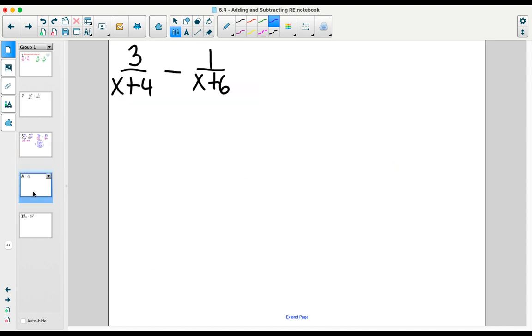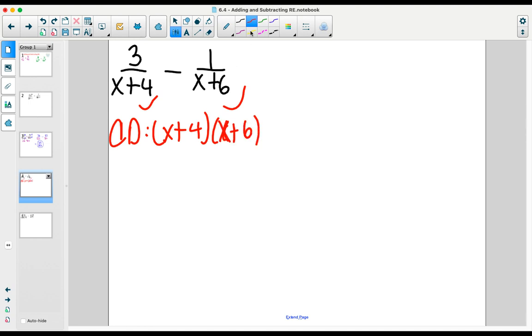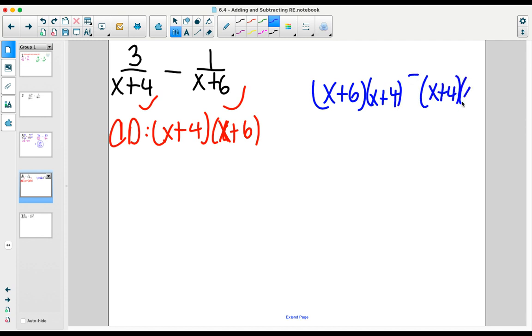In our next example, we have two binomial denominators. We'll use a similar technique of examining both of the divisors and then creating a common denominator. We need both of these factors, the x plus 4 and the x plus 6, to appear in a common denominator. So our common denominator is going to be those two factors multiplied together. Creating two new fractions, our first fraction will get the factor of x plus 6, and our second fraction will get the factor of x plus 4.